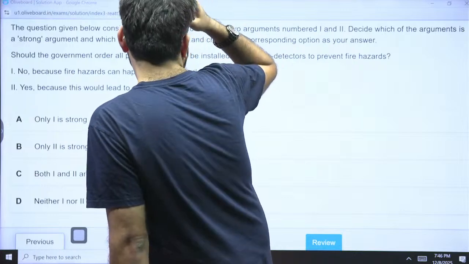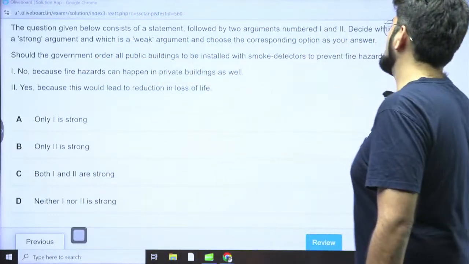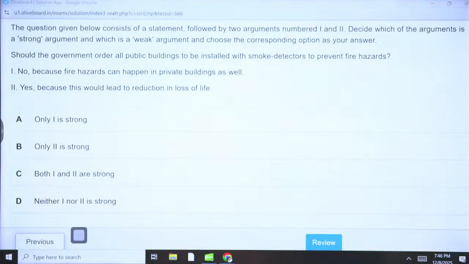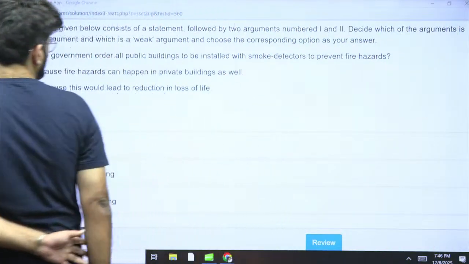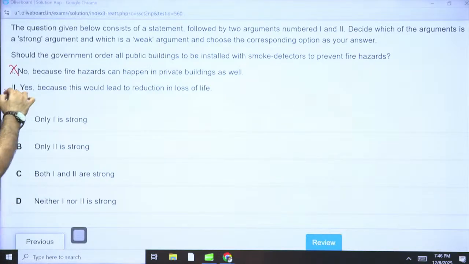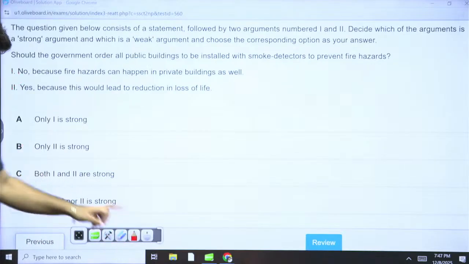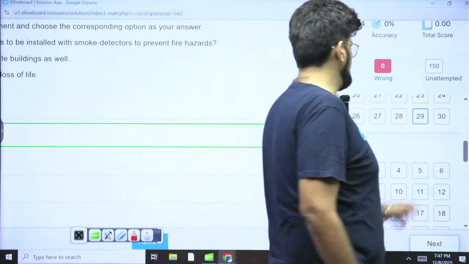Weak argument, choose the corresponding option as your answer. Should the government order all public buildings to be installed with smoke detectors to prevent fire hazards? No, because fire hazards can happen in private buildings as well. No, this is not it. Yes, because this would lead to reduction in loss of life. Okay. Yeah, I think only 2 is strong. Cool. 27 seconds. And the last question for today.